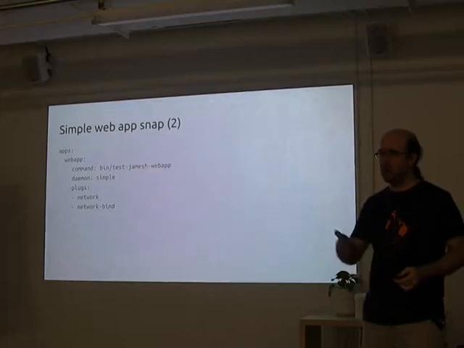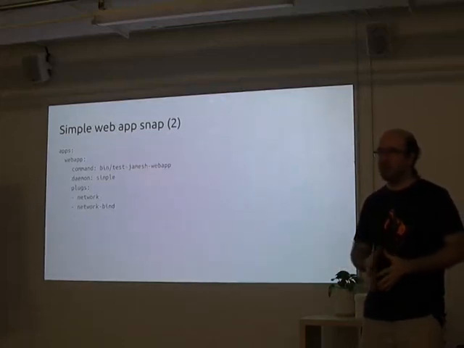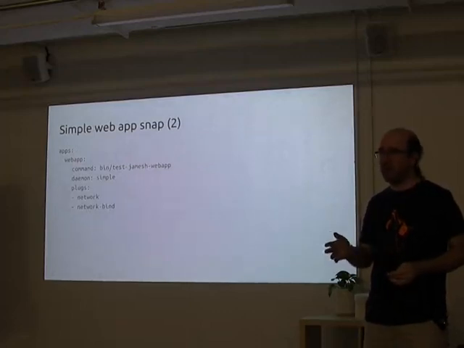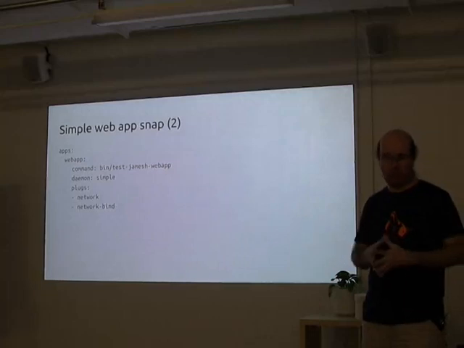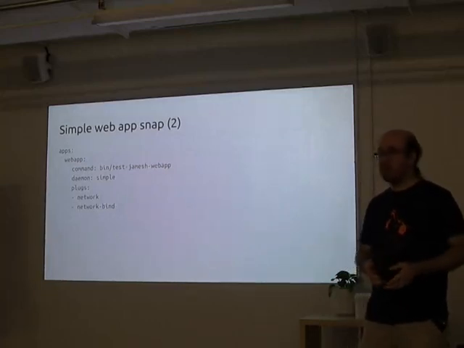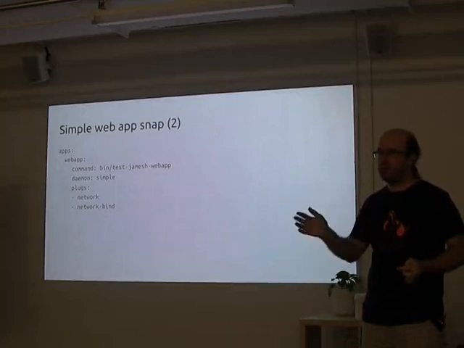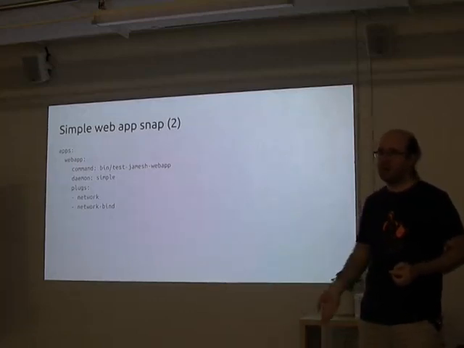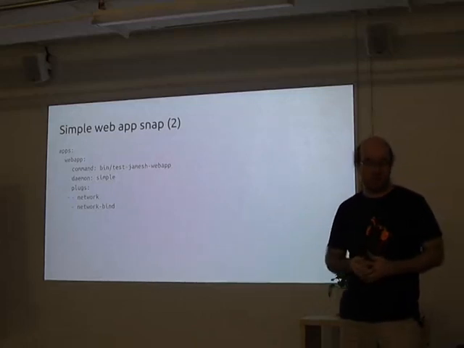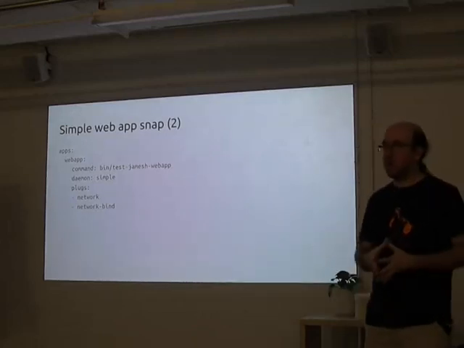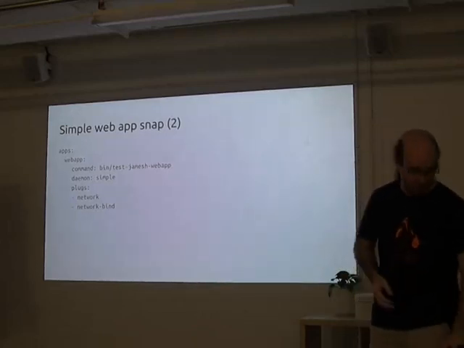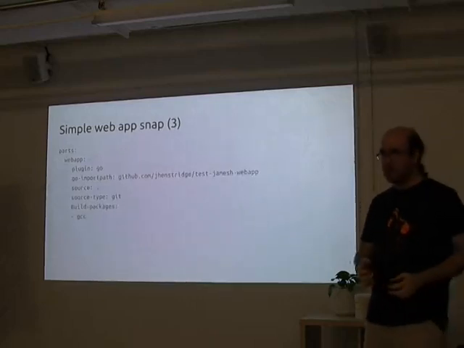So in this case, I'm running it with the network plug, which means that the AppArmor policies will allow the executable to actually make network system calls and connect to the network, and network bind, saying that it will actually be able to bind to sockets rather than just connect to existing services, which is kind of important for a network server.